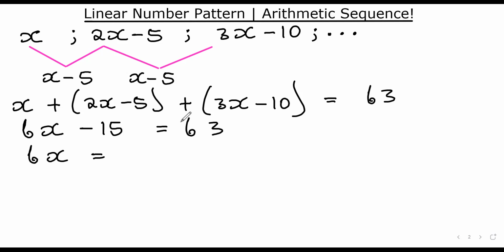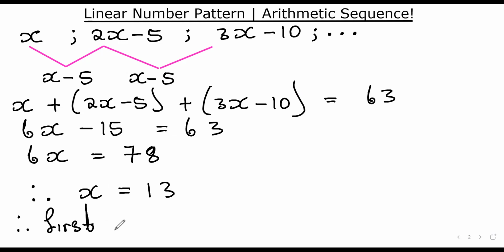Then we take our 15 to the right. So we have 63 plus 15. We get 78. And we divide both sides by 6. So we find that x is going to be 13. Then we can conclude and say, well, therefore, the first term is simply 13, like that. So this is when you did it the grade 11 way.